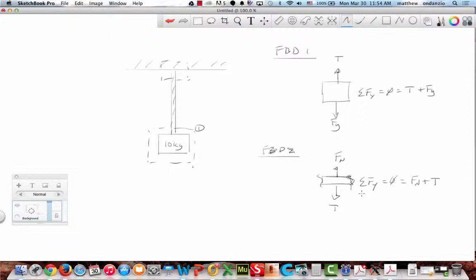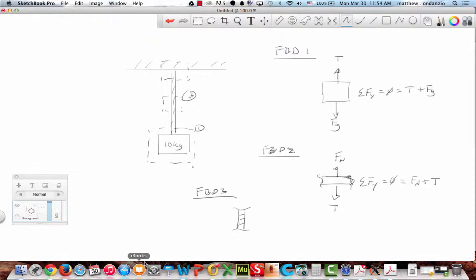Okay, here's the thing. I'm going to do one more free body diagram. We won't ever do this again, but I'm doing it just to show you. This is going to be number 3. FBD3. This is the section of the rope in the middle.